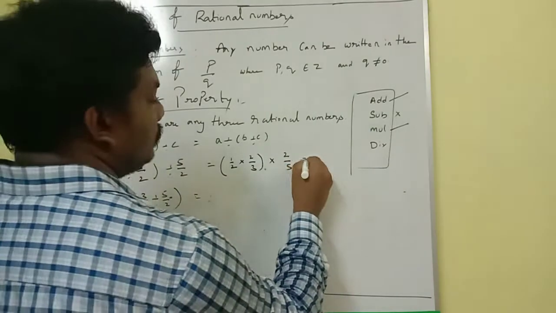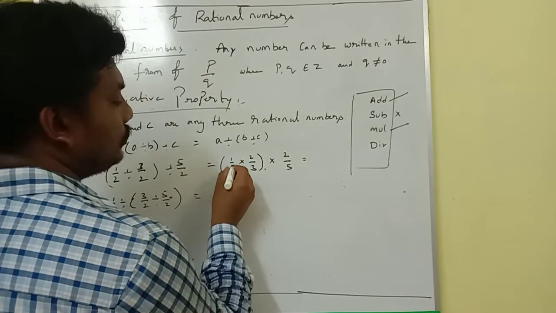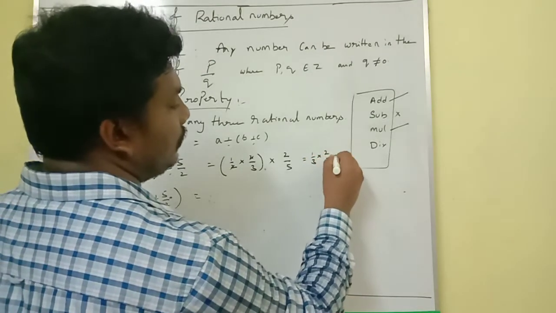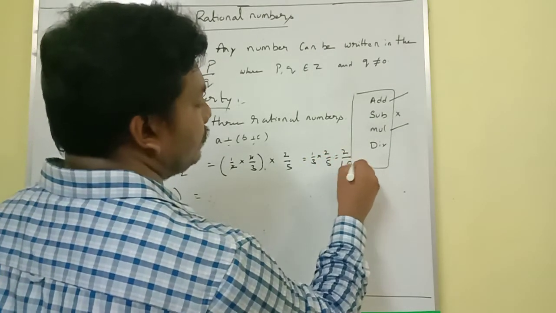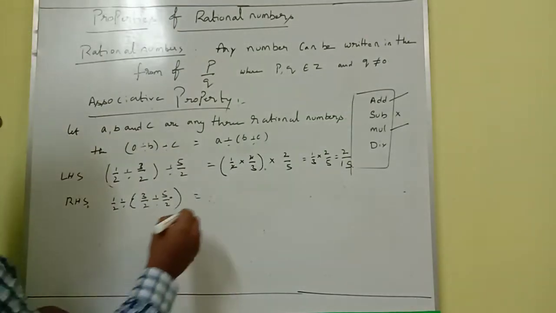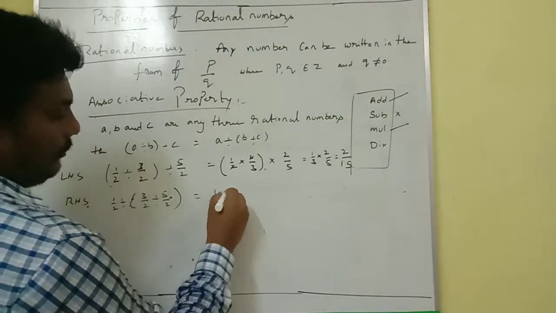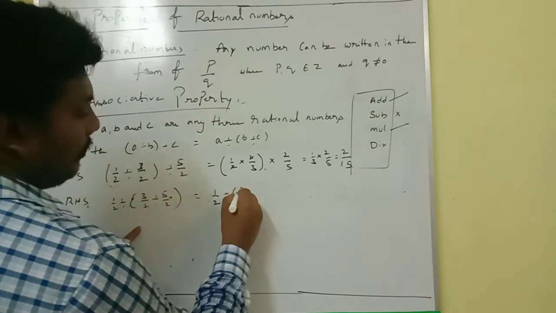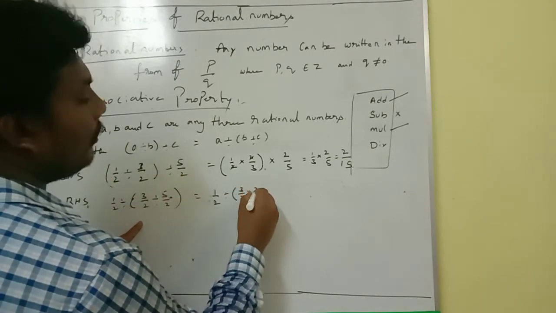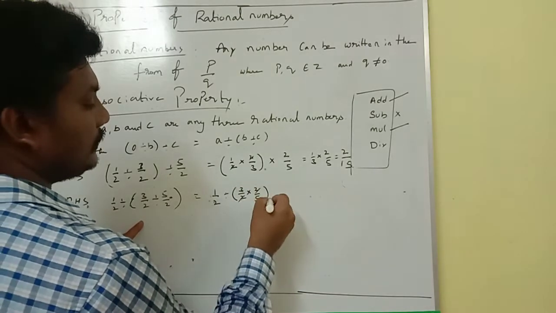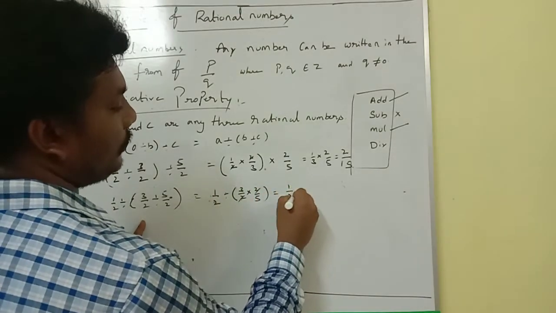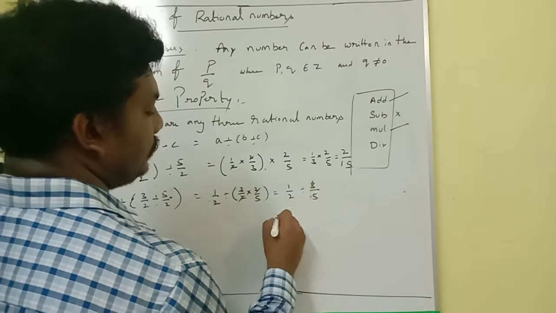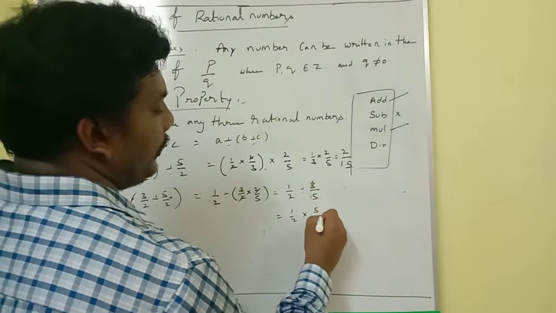So what is the value now? 2 1s are 2, 2 get cancelled. This is 1 by 3 into 2 by 5. This is 2 by 15. So now what is the answer on the other side? This is 1 by 2 divided by the first bracket inside. This is 3 by 2 into 2 by 5. 2 get cancelled. So now it is 1 by 2 divided by 3 by 5. This is 1 by 2 into 5 by 3.